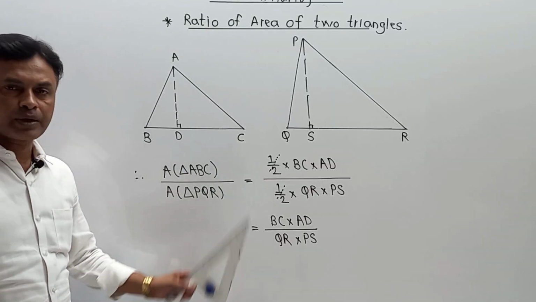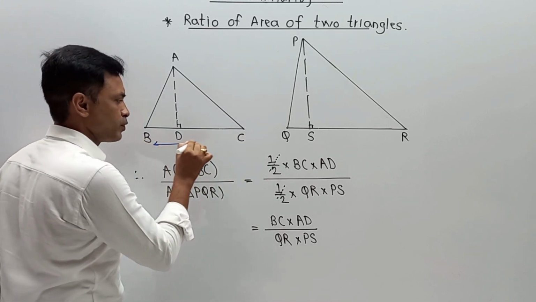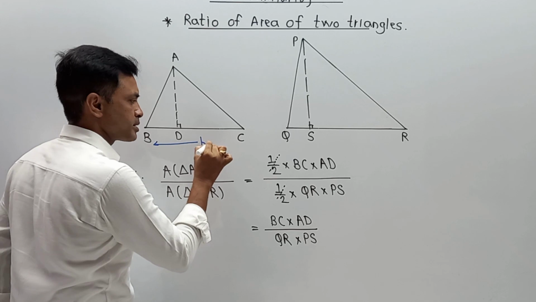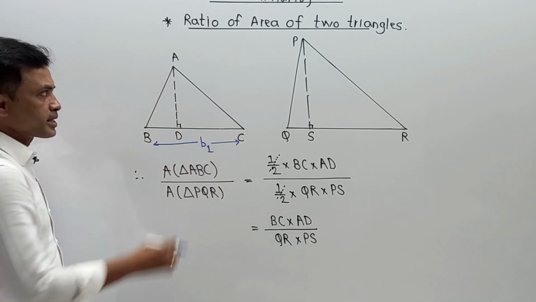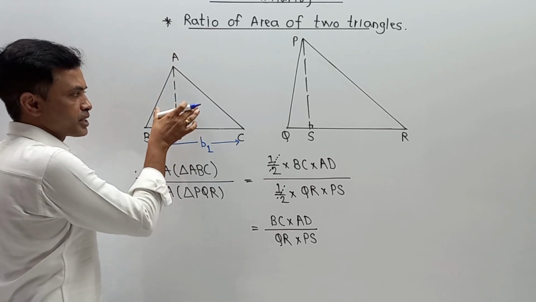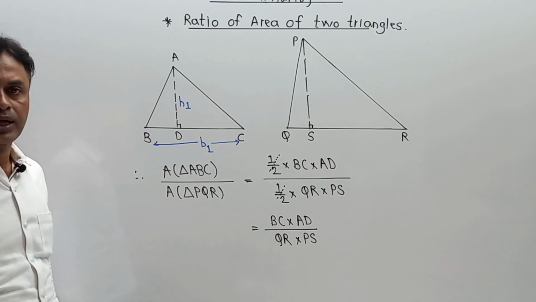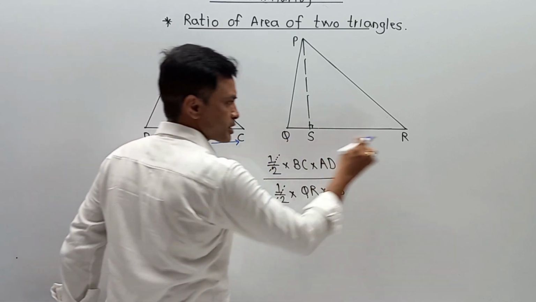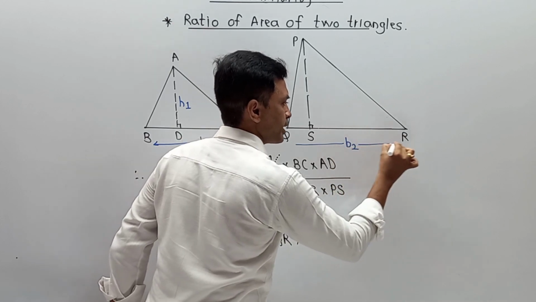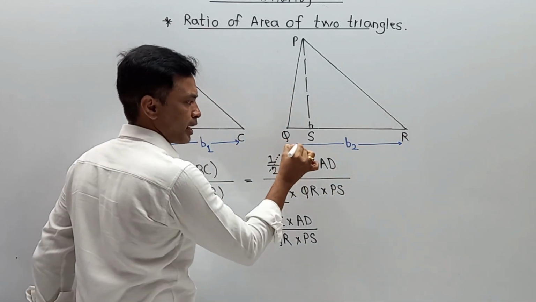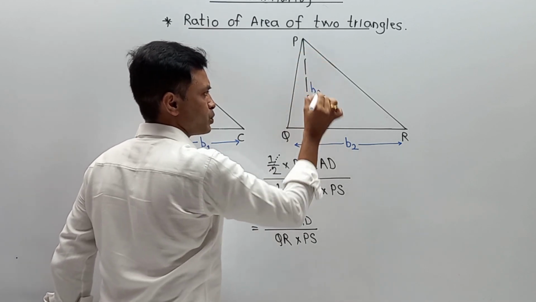Here, we can call BC the base of the first triangle, so I am indicating it as B1. Secondly, AD is the height related to the first triangle, indicating it as H1. Similarly, base QR I am going to indicate as the base of the second triangle, B2, and PS as the height of the second triangle, H2.